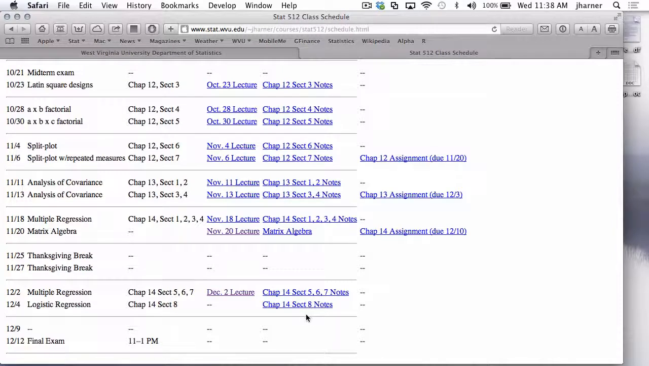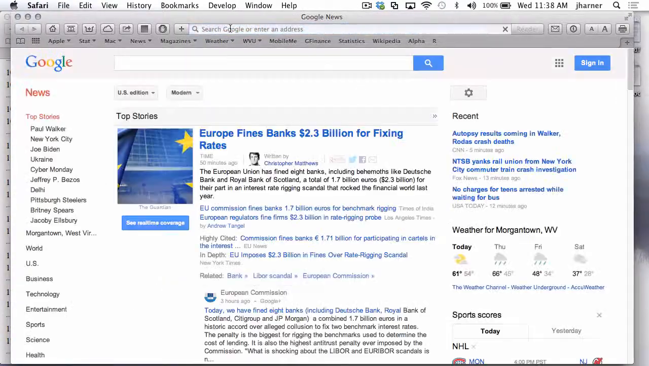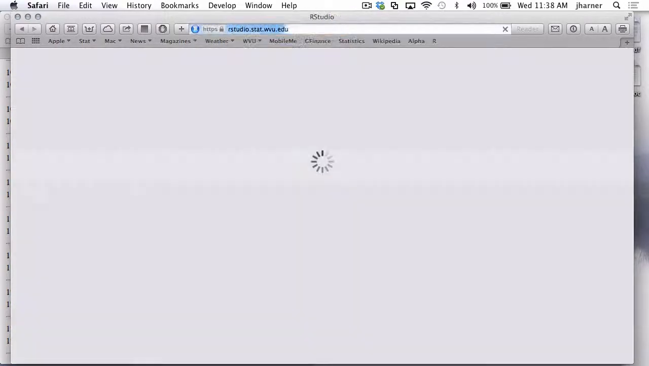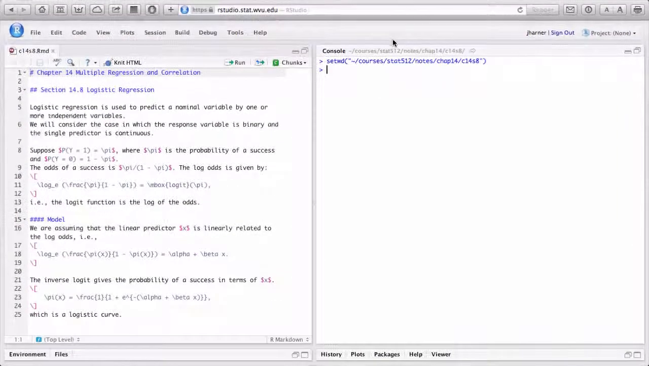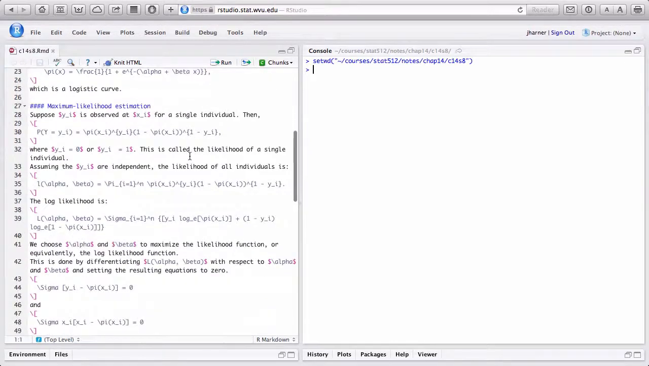Okay, so you can download the notes. I may add to them a little bit. There were a couple things I wanted to add that I didn't have quite enough time to get in. So here is the code, which if you download you'll have.